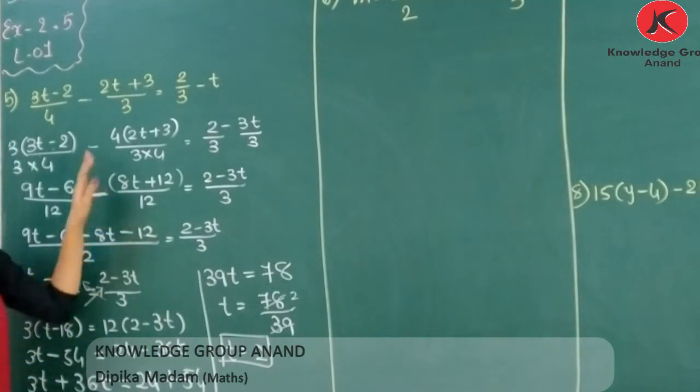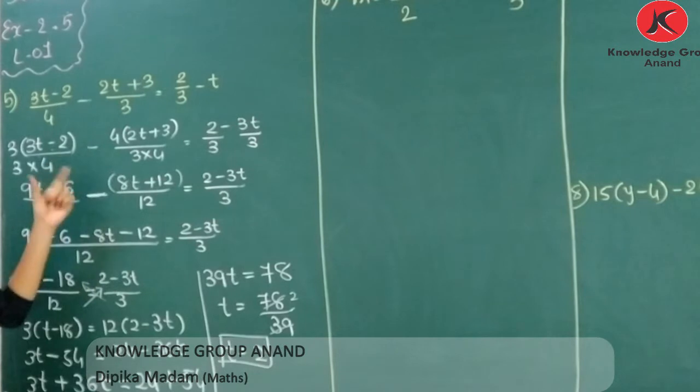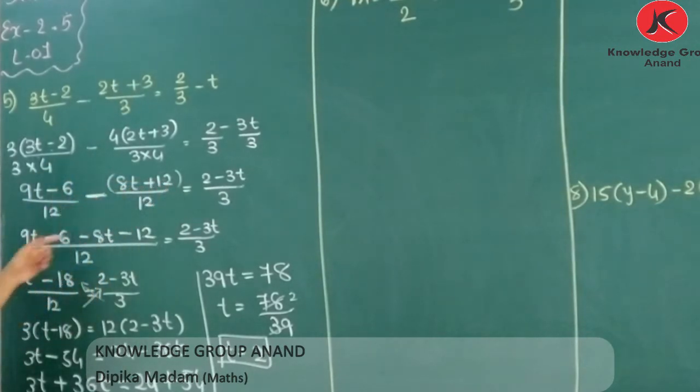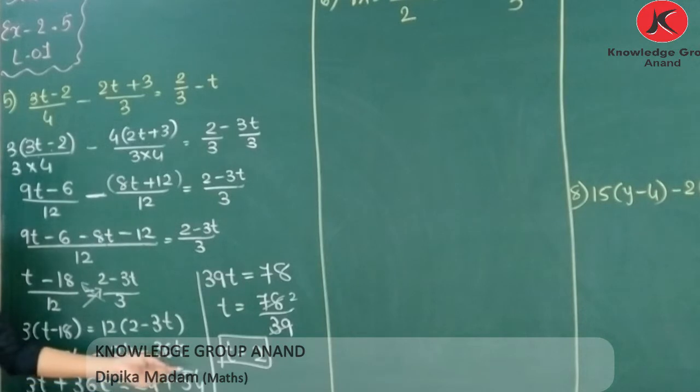Again, what you have to do, first of all make the denominator the same. Then combine these two terms after changing the sign in the second bracket. If you change the sign, you will get 9t minus 6 minus 8t minus 12. 9t and 8t are like terms, so that is t, 9 minus 8, and minus 6 minus 12 is minus 18. Now after getting this term, you need to apply cross multiplication. You will get 3 into (t minus 18) is equal to 12 into bracket 2 minus 3t. Open the bracket, so you will get 3t minus 54 is equal to 24 minus 36t.